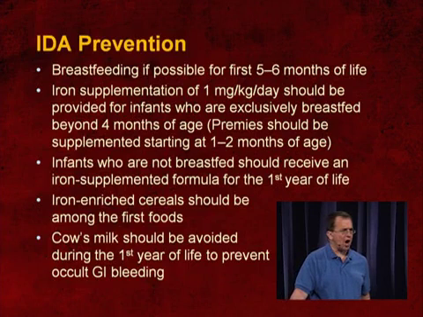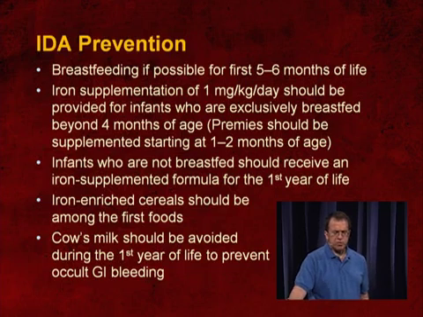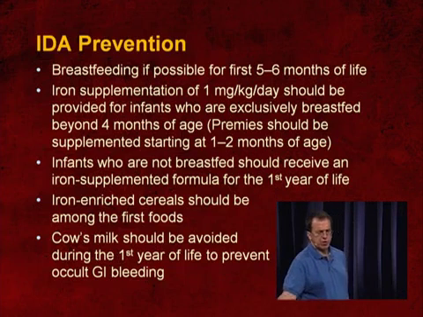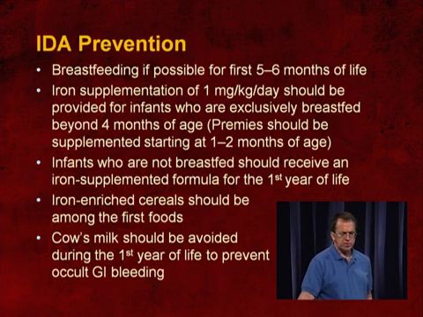Breastfeeding is good because although breast milk is low in iron, it's highly absorbable. If you're exclusively breastfed, you're going to start iron supplementation after 4 months of age. Start it earlier with preemies. Infants who are not breastfed must be on an iron supplemented formula during the first year of life. And iron-enriched cereals should be among the first foods. Never, ever use cow's milk during the first year. You're going to have that allergy. You're going to have a mild, kind of subacute colitis with bleeding.